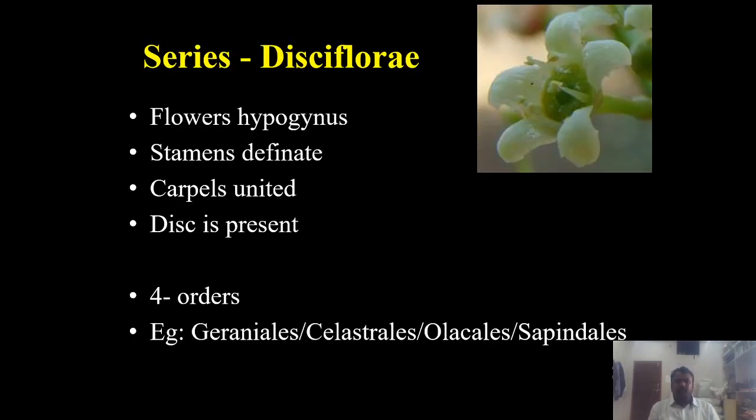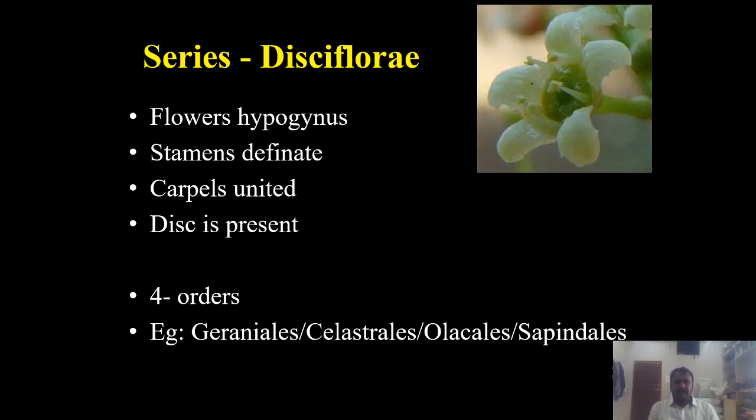Then series 2 of subclass Polypetalae, that is Disciflorae. The flowers are hypogynous, stamens in definite number, carpels are united in nature, and here the disc is present. Now we are seeing here this part is a disc.